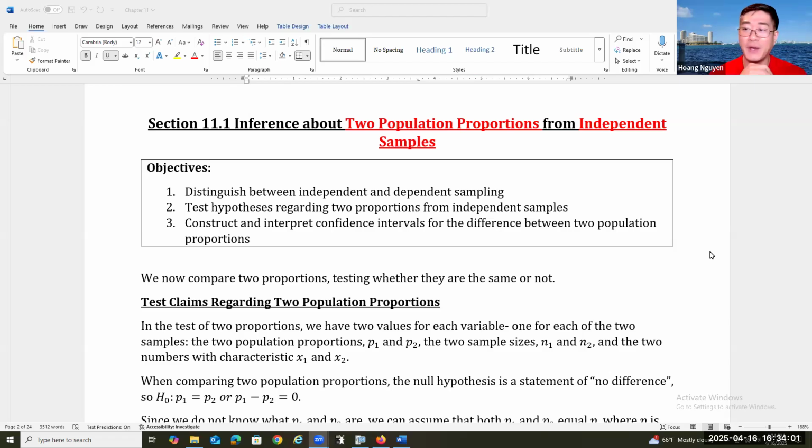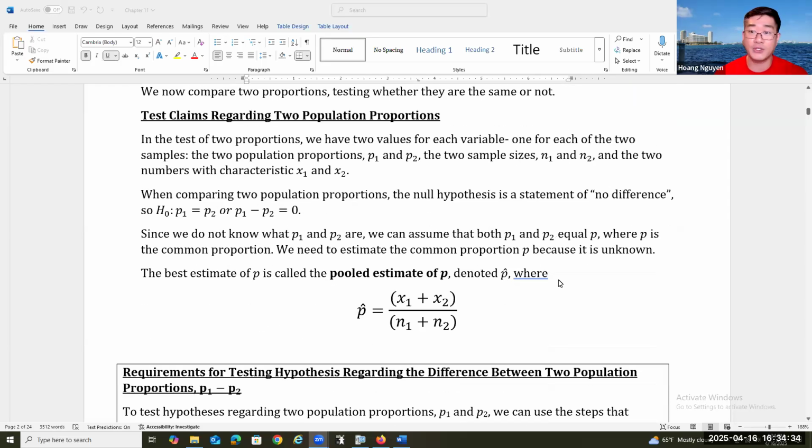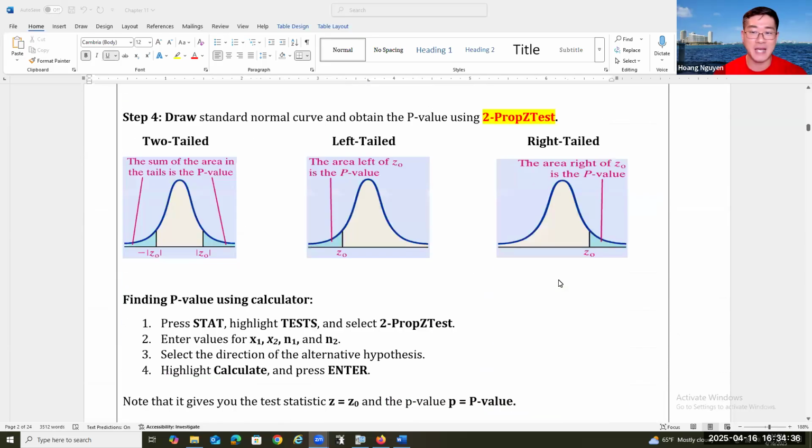So in this recording, we're gonna take a look at another objective that we have in section 11.1, which is the construction and the interpretation of the confidence interval for the difference between two population proportions. So this is gonna be another objective, right? After we talk about the hypothesis test to compare two population proportions using independent samples, now we're going to take a look at the construction and the interpretation of this confidence interval to estimate the difference between two population proportions using independent samples.